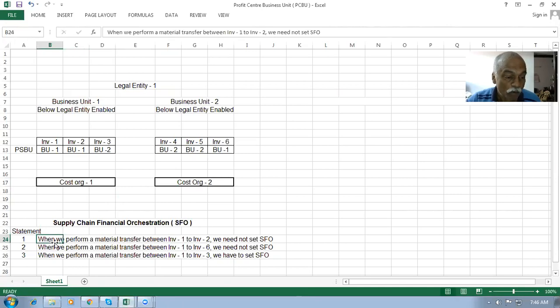Next, when I perform material transfers, SFO need not be set at all, because 1 to 2 belongs to the same PSBU, and so it need not be set.